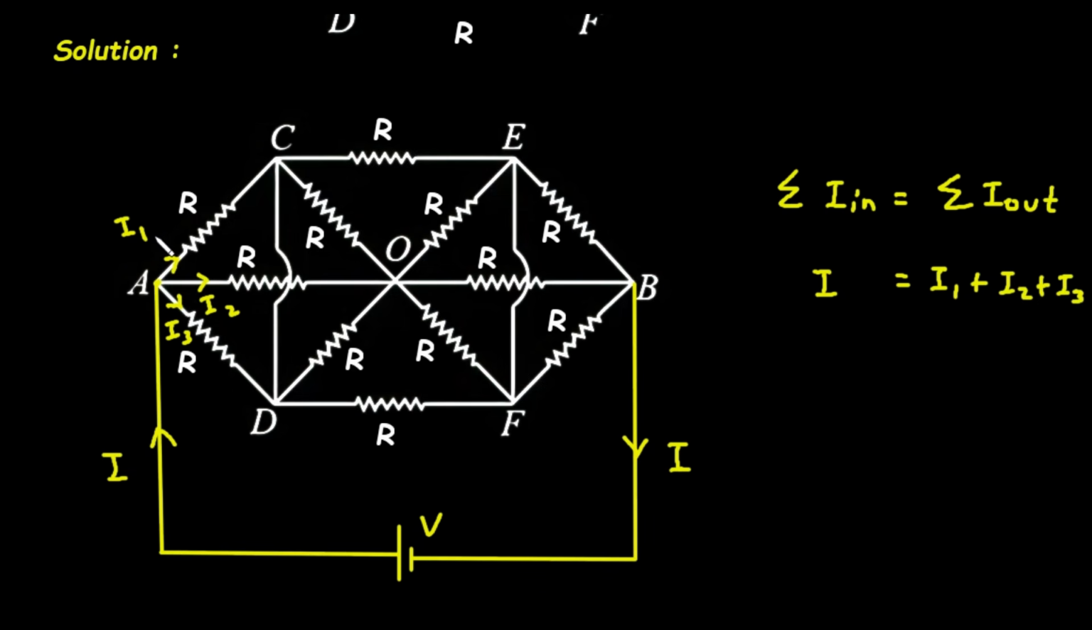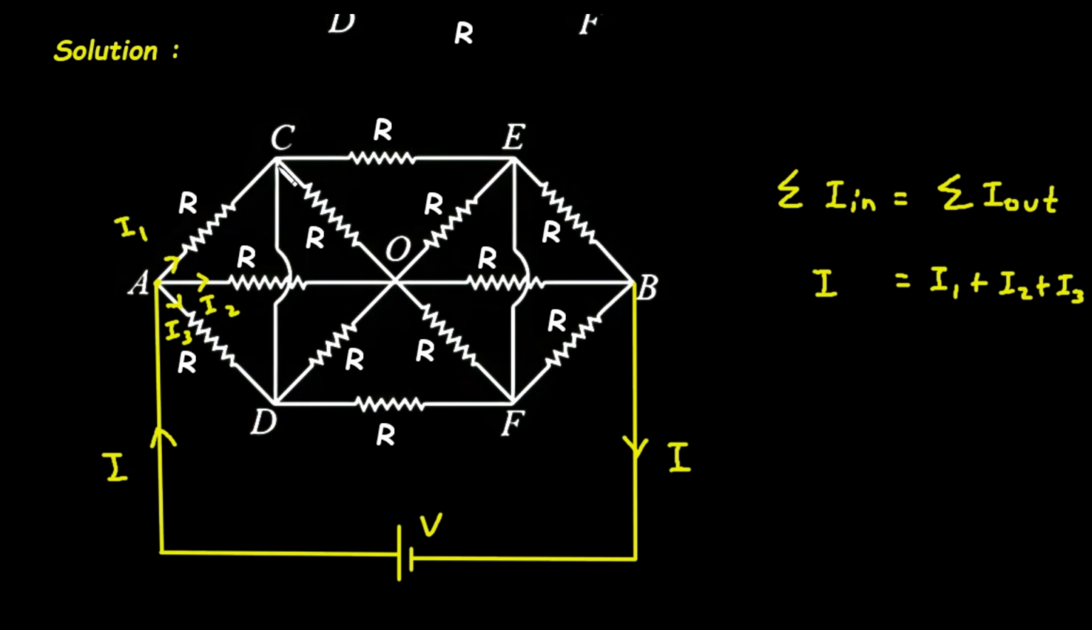Instead of writing I1, I2 and I3, since the circuit is symmetrical, the same current will flow through the resistance between A and C, the same current will flow between A and O, and the same current will flow between A and D. So instead of I1 we can write I divided by 3. This will be I divided by 3, this will be I divided by 3, and this will be I divided by 3.